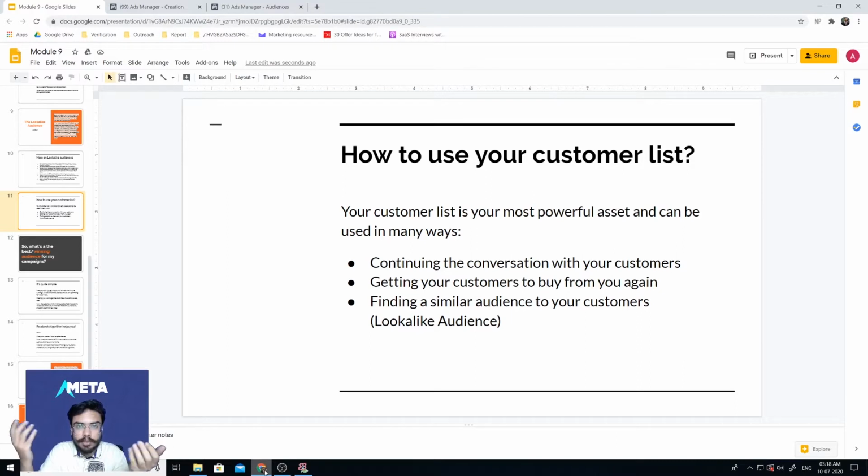You can just continue. There are so many restaurants that used to take your phone numbers, right? They can upload them on Facebook and say, okay guys, we have this event happening, or during the non-lockdown days, they could have done that. Second is, as I said, you can get your customers to buy from you again. Third is, you can make a lookalike out of these guys.